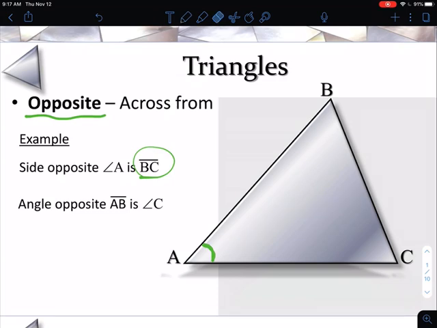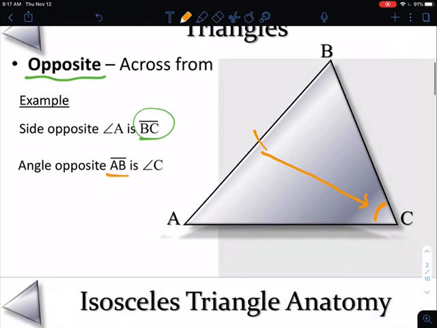Or if we start at a line segment, so like in this case if we start at line segment AB, so if I start right here, when I draw a line straight across the figure to the opposite side, I end up at angle C. So when we're talking about opposite within a triangle, we're talking about which side is across from which angle and which angle is across from which side. So you're going to see that term opposite used quite a bit within the different problems that we're going to see here.